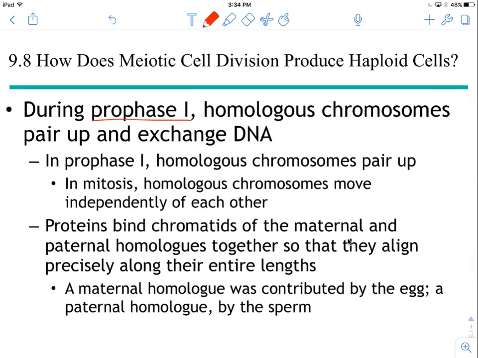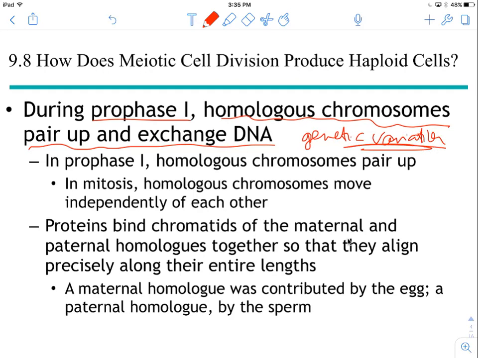Start off during prophase I, a very busy time for the cell. Prophase I has all the regular events of prophase, but it has one very special event. And that is the homologous chromosomes find each other, pair up, and exchange DNA. Okay? And this is critical to creating our good friend, genetic variation. It's all about genetic variation.